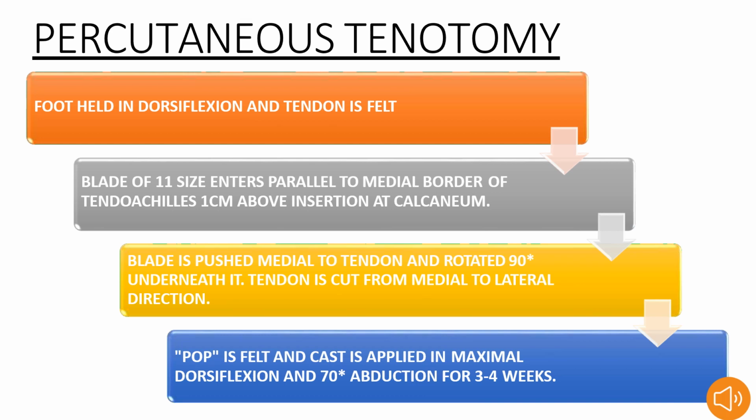Now, for percutaneous tenotomy, foot is held in dorsiflexion and tendon is felt. Blade of 11 size enters parallel to medial border of tendo Achilles 1 cm above insertion at calcaneum. Then the blade is pushed medial to the tendon and rotated 90 degrees underneath it. Tendon is cut from its medial to lateral direction. Pop is felt and cast is applied in maximal dorsiflexion and 70 degree abduction for 3 to 4 weeks.